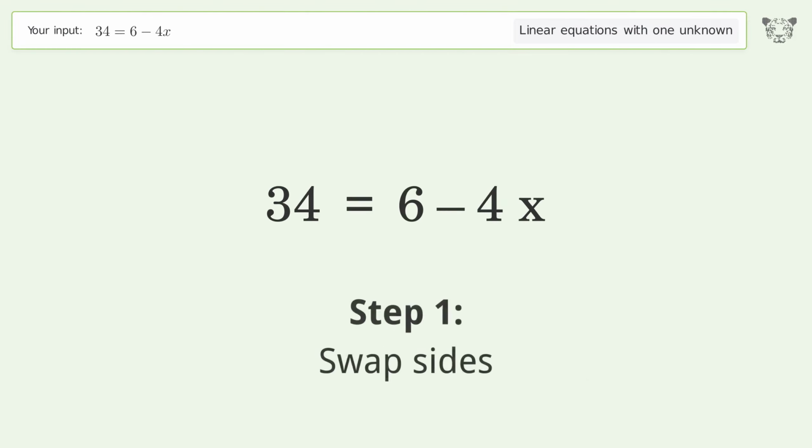Swap sides. Group all constants on the right side of the equation. Subtract 6 from both sides. Group like terms. Simplify the arithmetic.